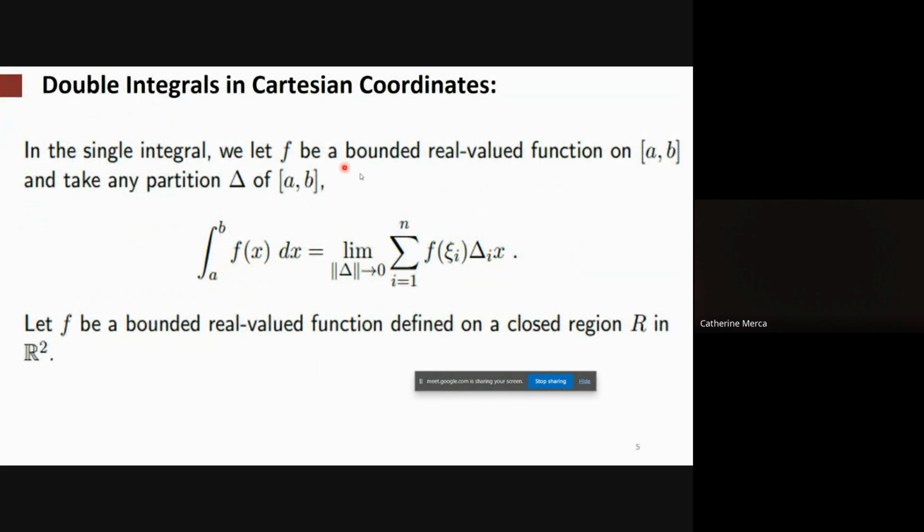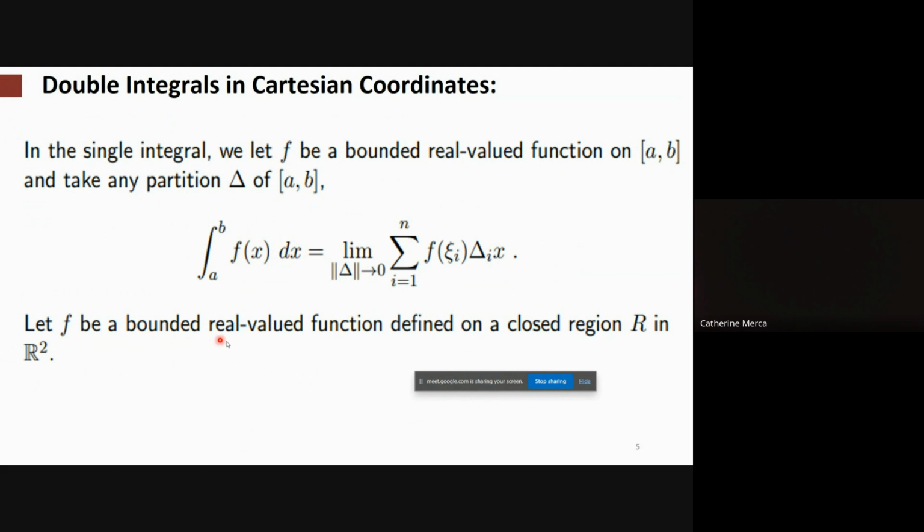So in the single integral, if you remember, you have a real valued function f, which is bounded on [a, b]. And if we take the partition delta of [a, b], then the integral from a to b of f of x dx is defined to be the limit of the summation of f of psi sub i delta sub i x as delta approaches 0, i equal to 1 to n. So I mean to say, this is geometrically the area under the given curve f of x from a to b.